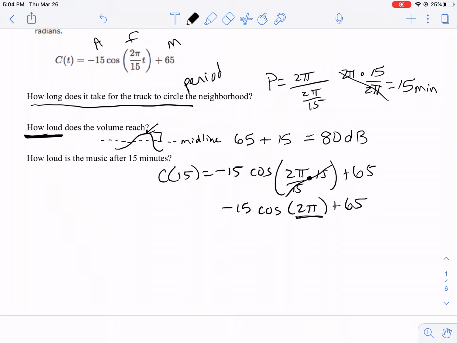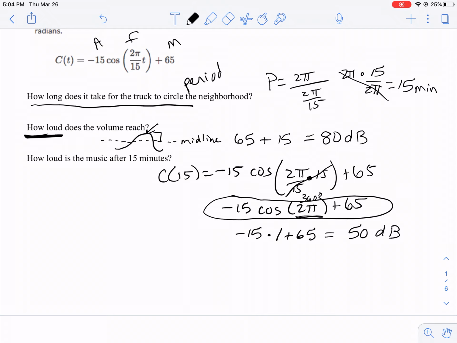2 pi is all the way around the circle, so that's basically saying 360 degrees. So what's the cosine at 360? Well, that should be a 1. So this is negative 15 times 1 plus 65, which is going to give you 50 decibels. And of course, like I said, as long as you're in radian mode, you could just type that right in your calculator and it should also tell you 50.